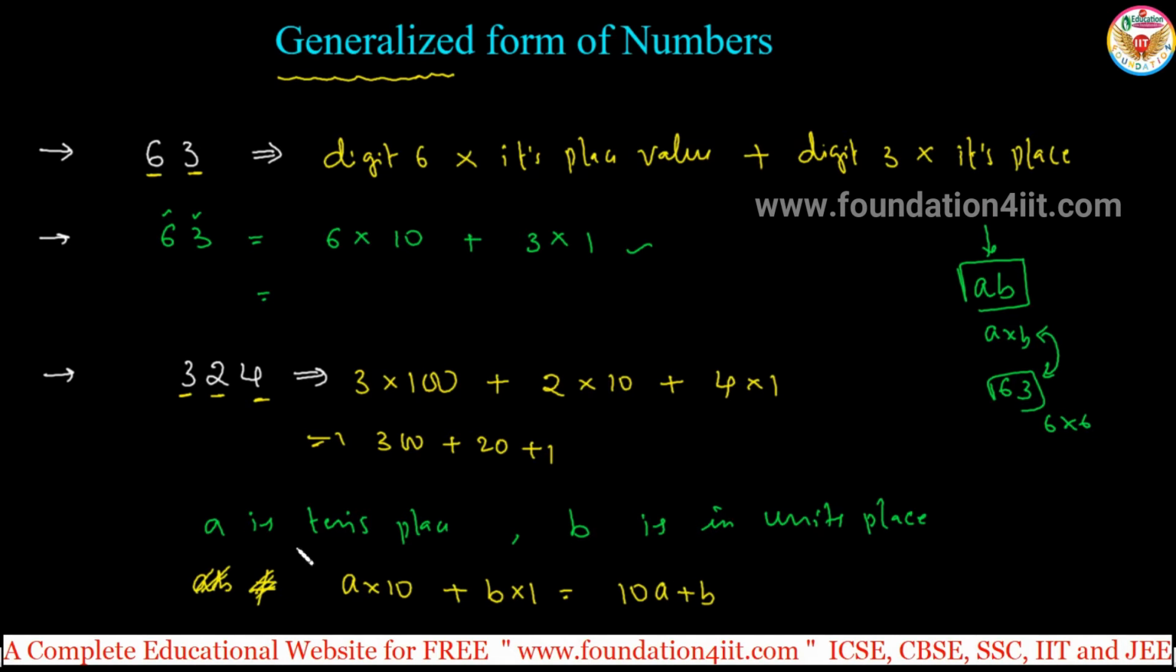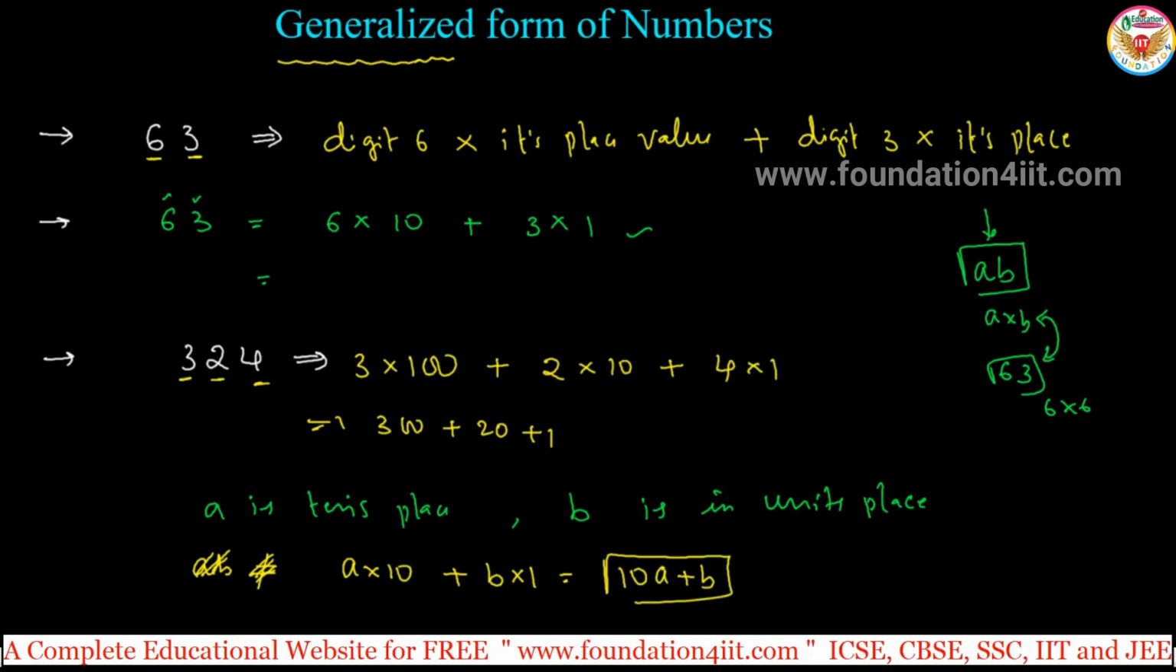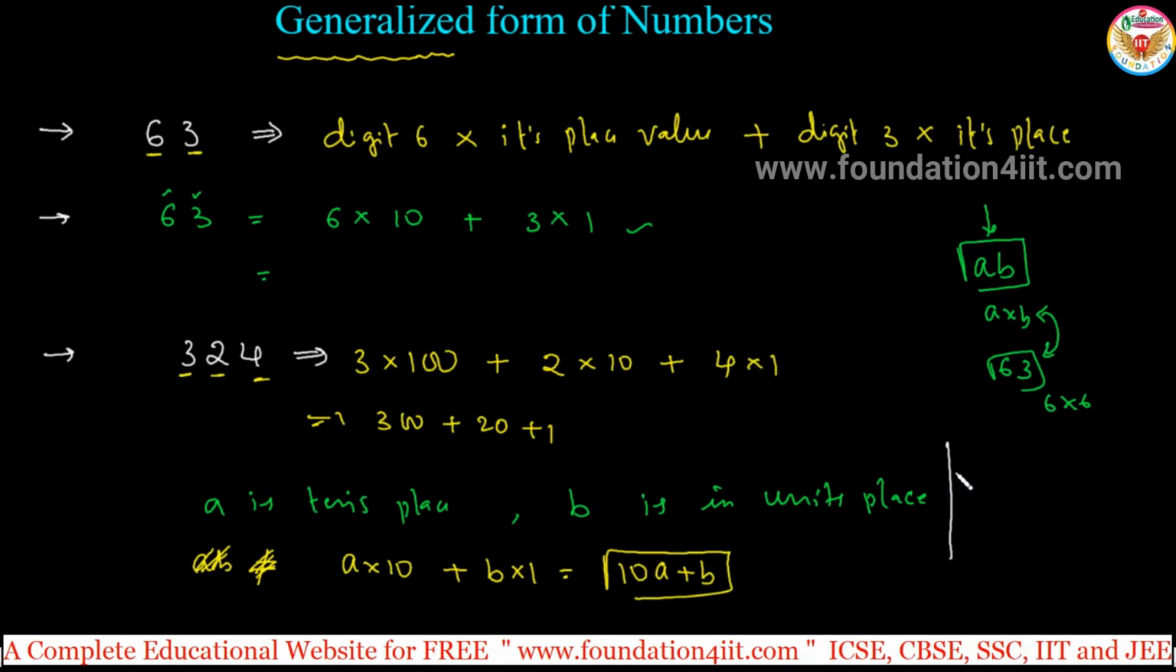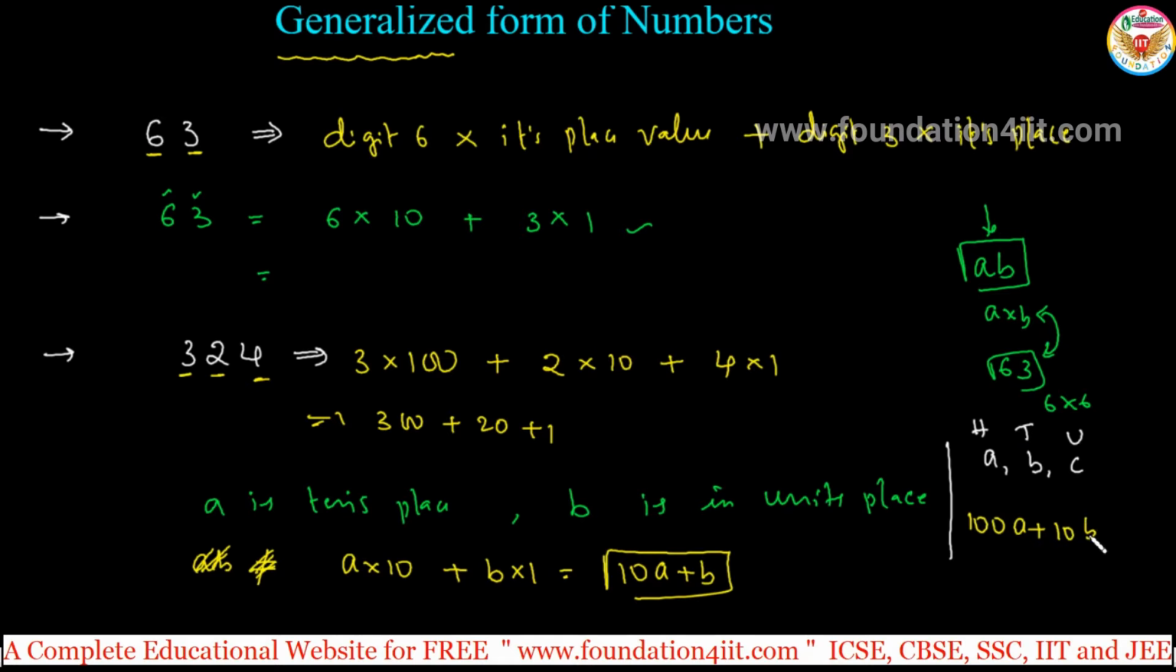So the number whose tens place is A and units place is B is 10A plus B. This is the generalized form. Normal numbers we can make easy, but when it comes to variables, we have to generalize in this way. Let us say A, B, C. A is in hundreds place, B is in tens place, C is in units place. Then that number is 100A plus 10B plus C. Instead of A, B, C, any number you can keep, then the value will come.